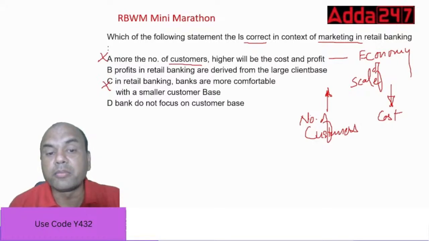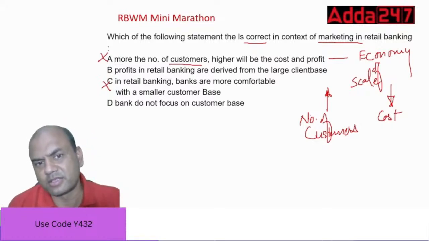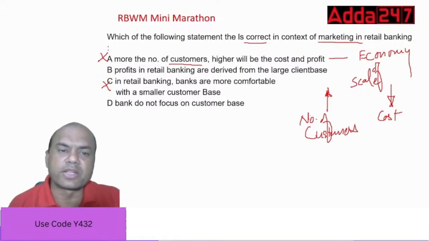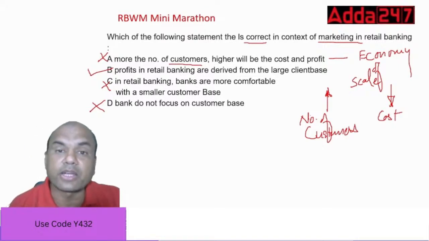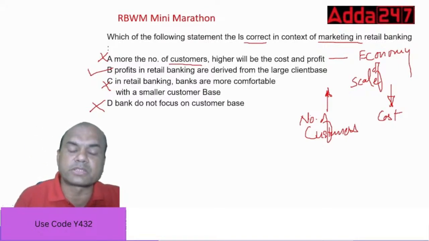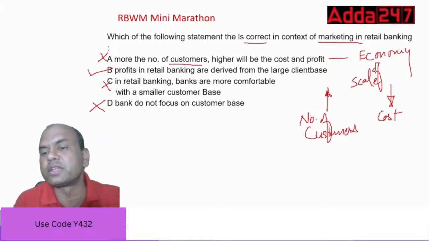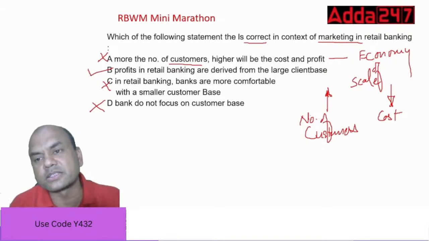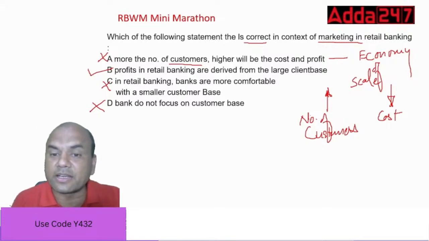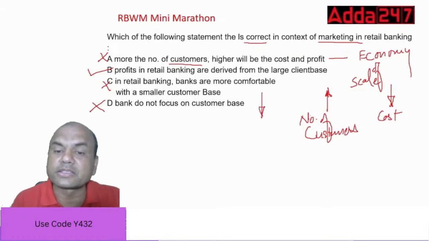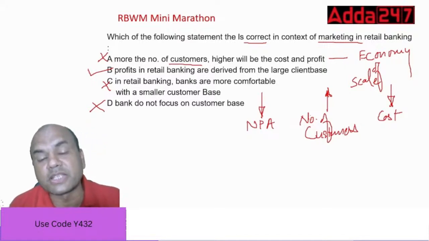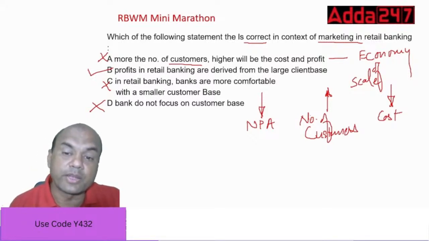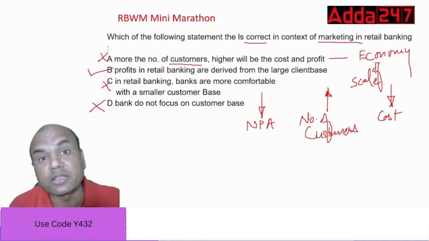But what about D? Banks do not focus on customer base. This is a requirement of each and every bank nowadays, isn't it? So this is obviously out. So the answer is B only: profits in retail banking are derived from the large customer base. That is the basic advantage of retail banking. If the number of customers increases, then the cost goes down, and NPA chances go down, because the bank distributes the same money over a large customer base. So NPA will decrease, cost will decrease, profitability will increase.